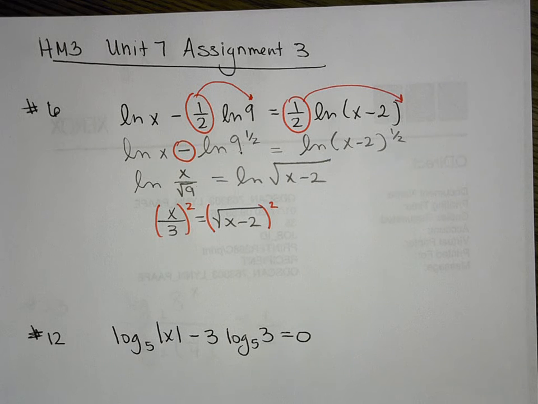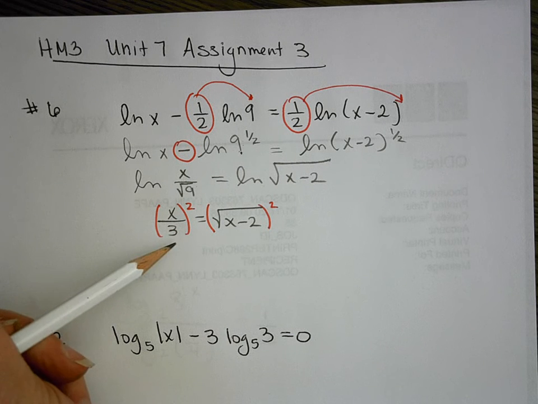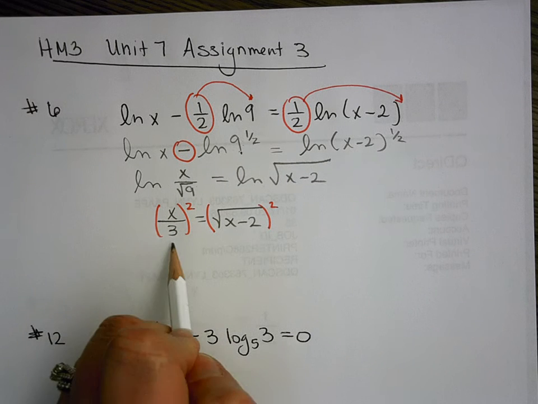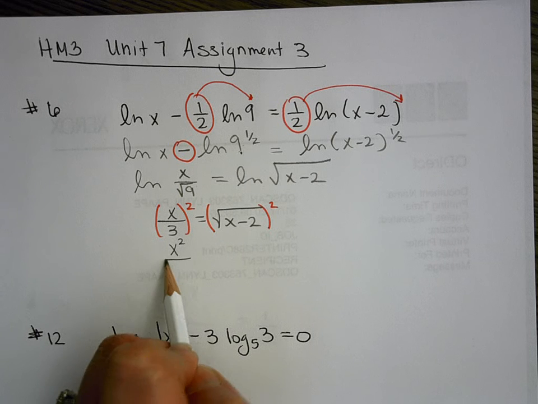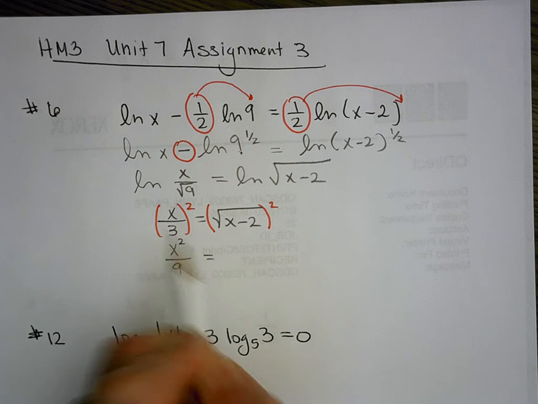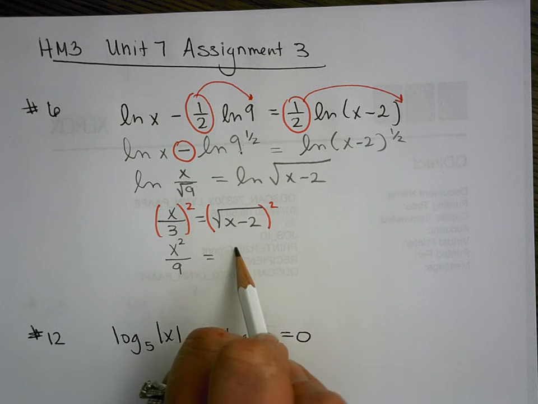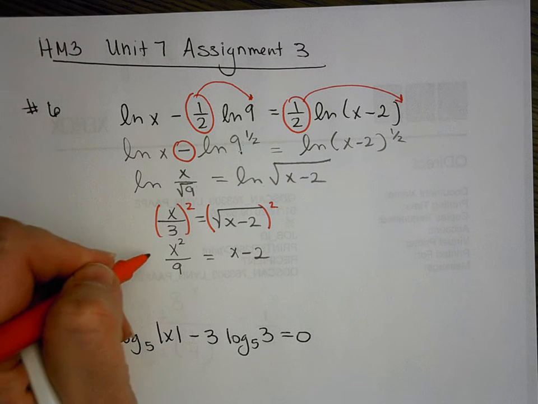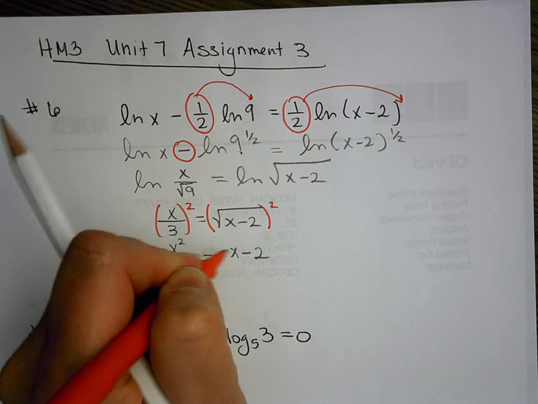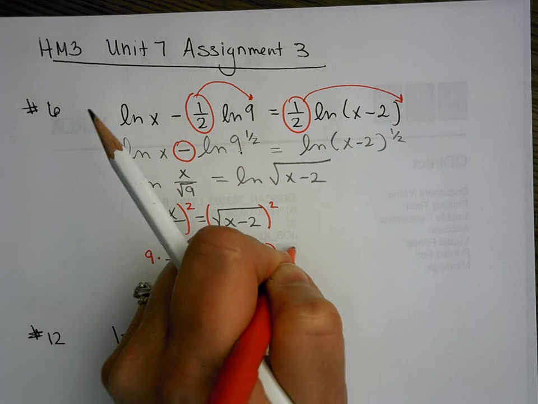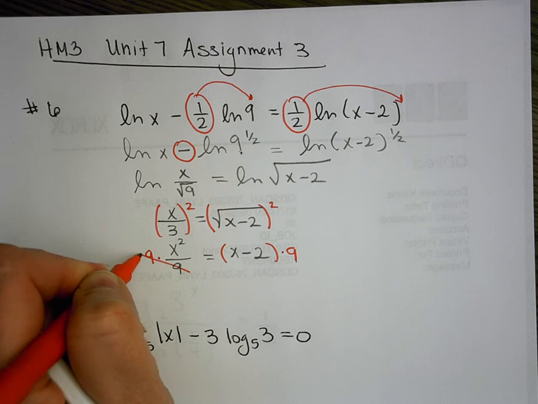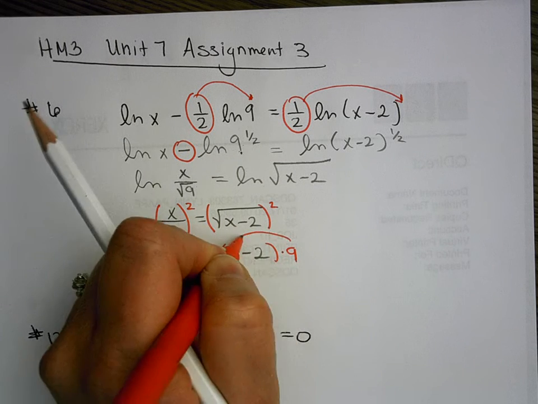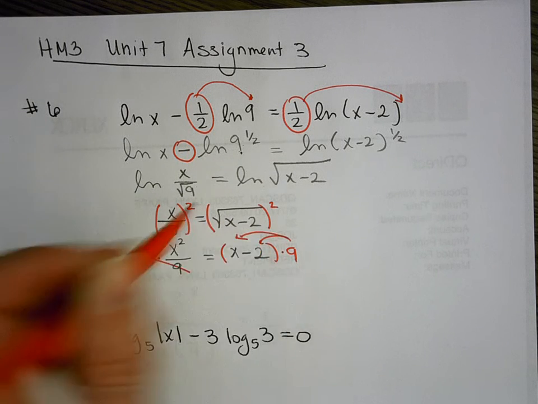And so then when I square the left side, I want to make sure I square the numerator and the denominator. So that would give me x squared over 3 squared. And then over here, the root and the square root would cancel, leaving just x minus 2. And then to solve for x, I'm going to go ahead and clear my fraction. So I'm going to multiply both sides by 9. And so the 9s will reduce here, and then on this side, I'm going to distribute the 9 to both the x and the minus 2.